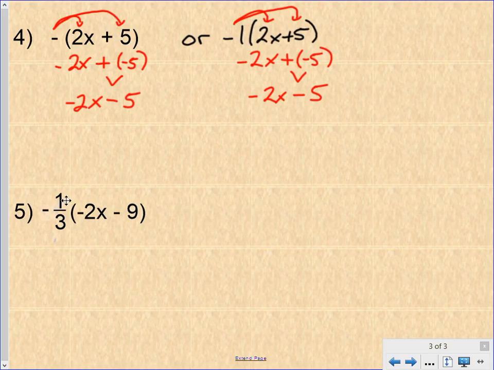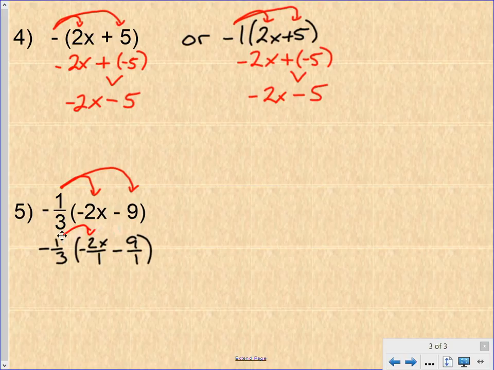On number 5, I'm distributing in a fraction. So I want to multiply negative 1/3 times 2x and negative 1/3 times 9. To multiply a fraction times an integer, you want to change the integers into fractions by putting them over 1. So I'm going to rewrite this as negative 1/3 times negative 2x over 1 minus 9 over 1. Now I can distribute these in here and multiply. I'm going to use two different colors here because I'm going to show this work over on the side over here so that it's clear to you what I'm doing.